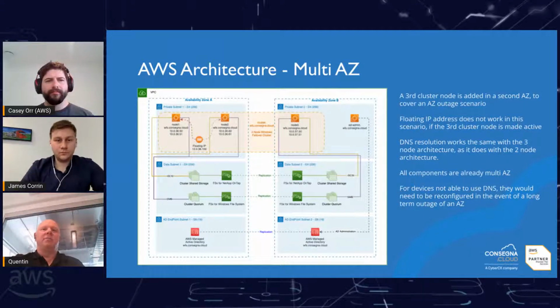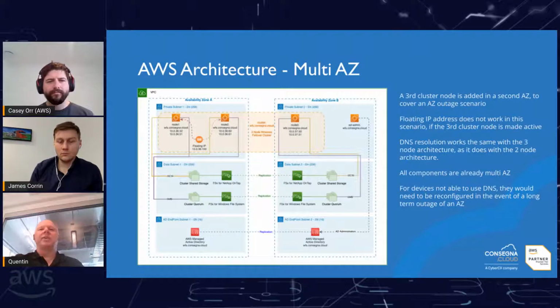Good news is for any customer that is not tied to requiring the floating IP address, namely that they can use a DNS name for the cluster, this will work across multiple AZs. The cluster itself has the ability to update DNS. So whichever node is live will update DNS to the live node's IP address. So if you're using DNS, multi-AZ failover cluster, awesome.